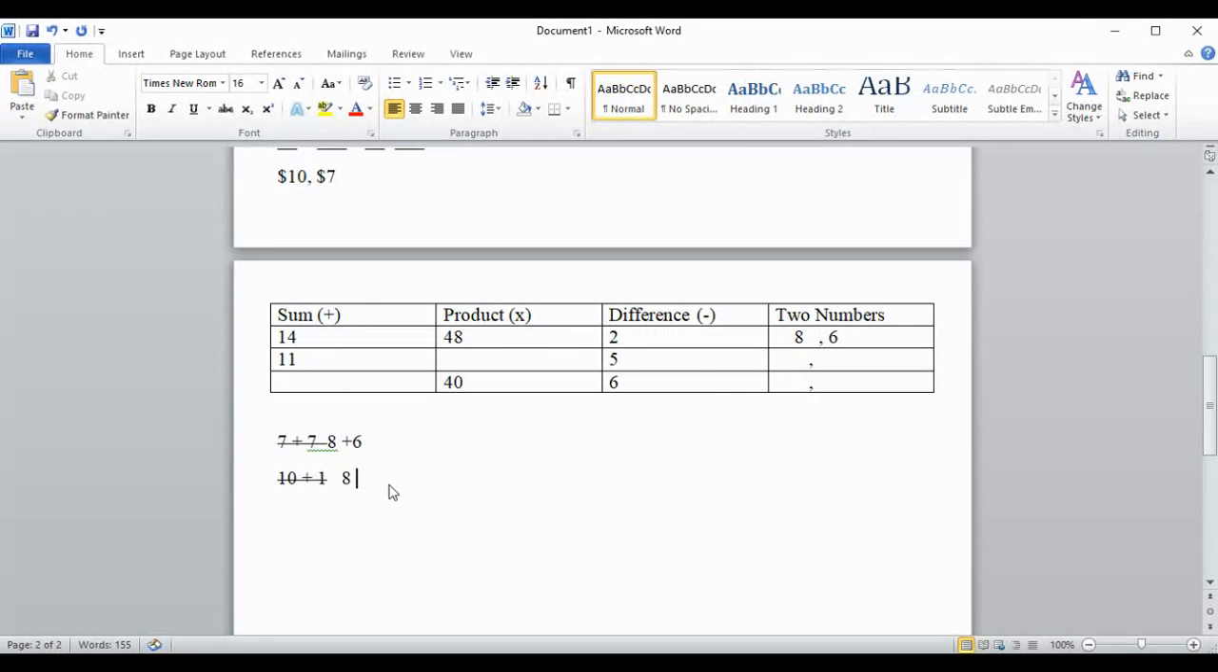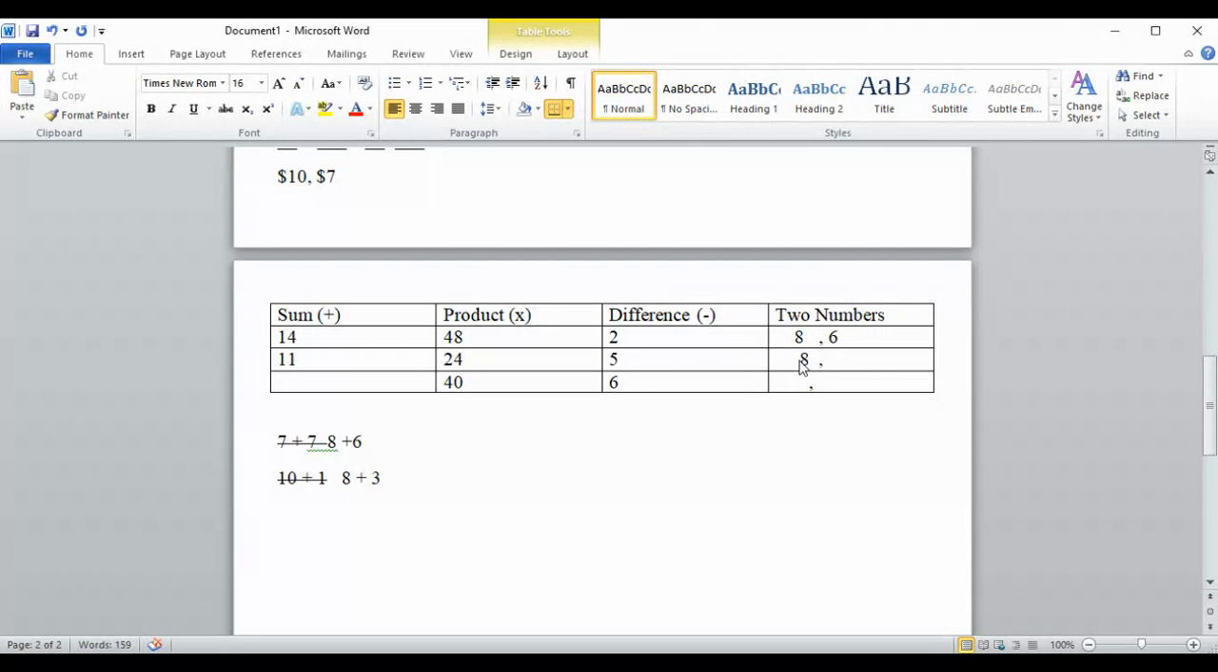What is 8 plus 3? Well, 8 plus 3 is 11, which is what I wanted it to be. And then I'm going to say, what is 8 minus 3? 8 minus 3 is 5. So I figured out what the two numbers are. So then, what is the product? What is 8 times 3? Well, 8 times 3 is 24. And then over here, my two numbers are 8 and 3.